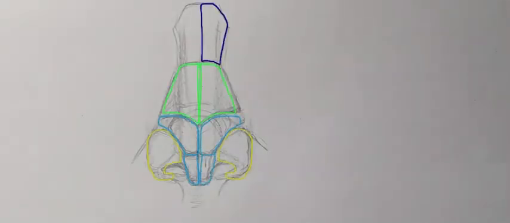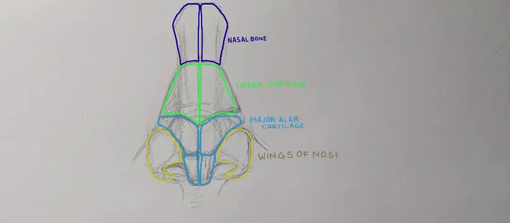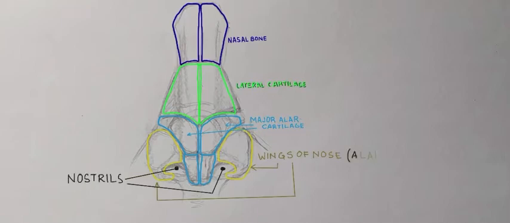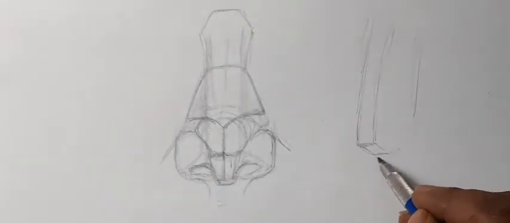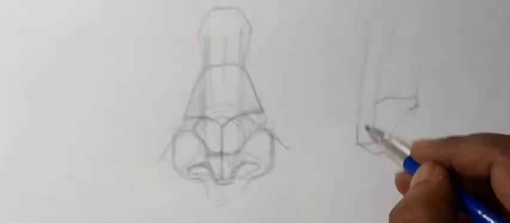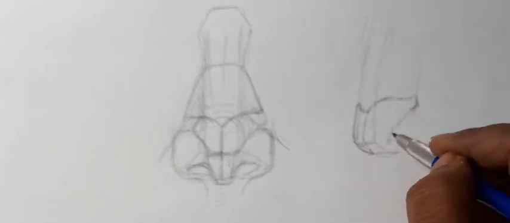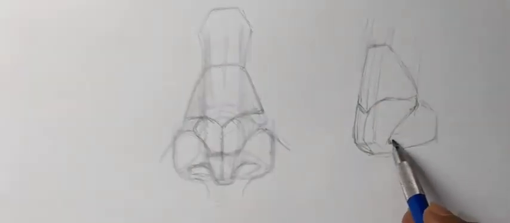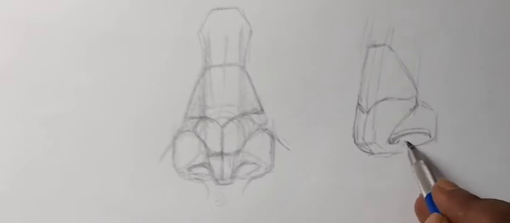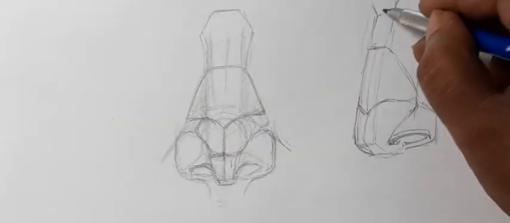First nasal bone, then lateral cartilage, then major alar cartilage, then ala, that is wings of the nose. We are drawing it from front view. Now you will explore its 3/4 view and the side view of the nose. Major alar cartilage, lateral cartilage, ala or wing of the nose, the nasal bone.